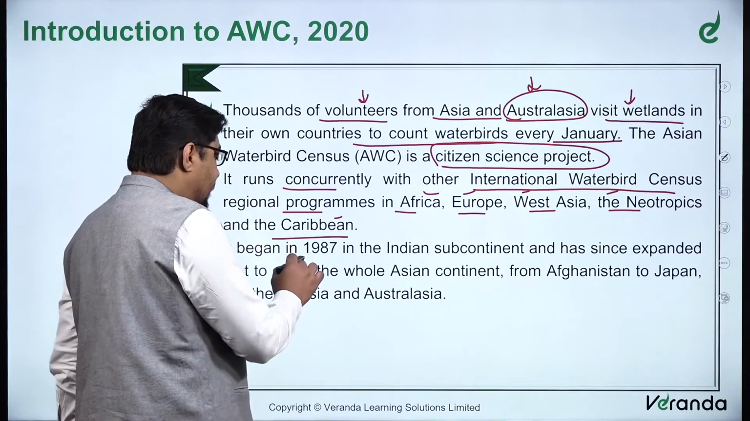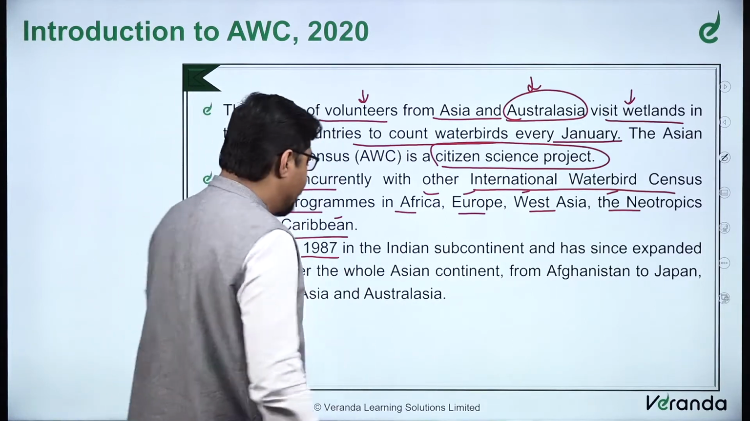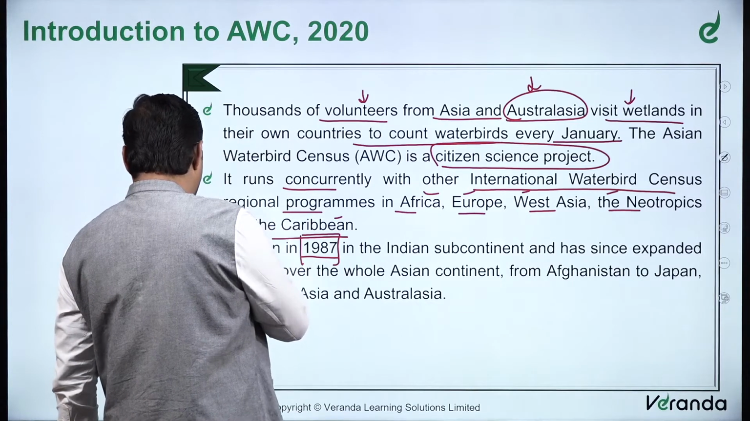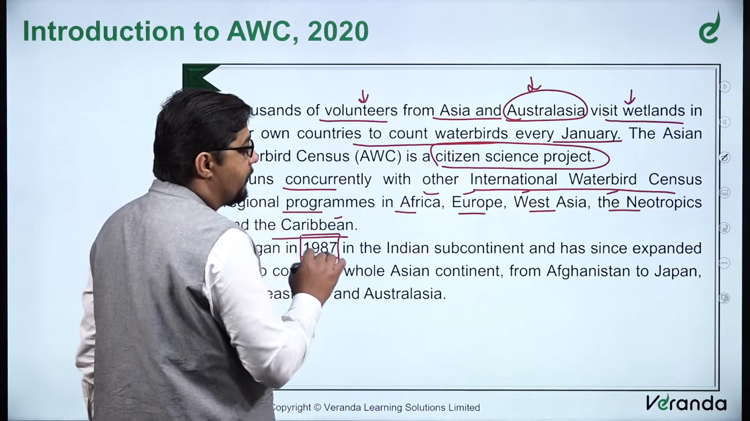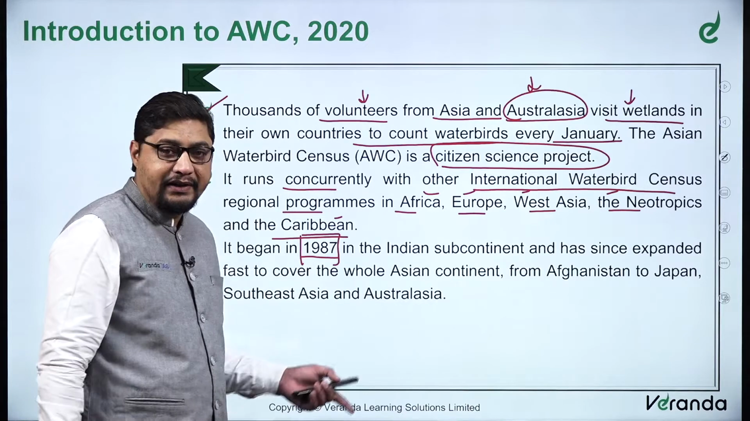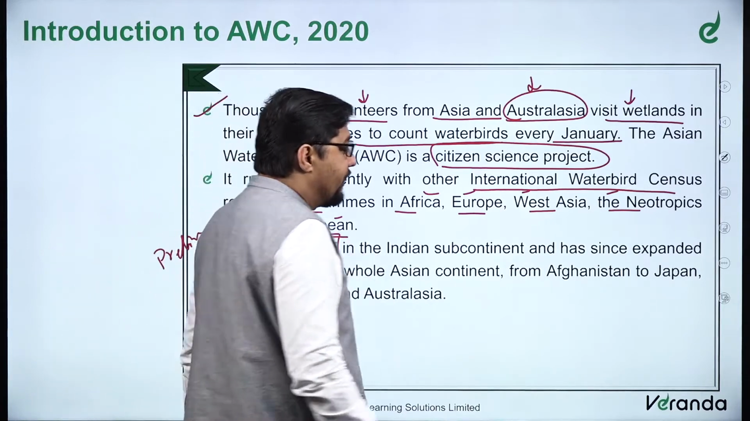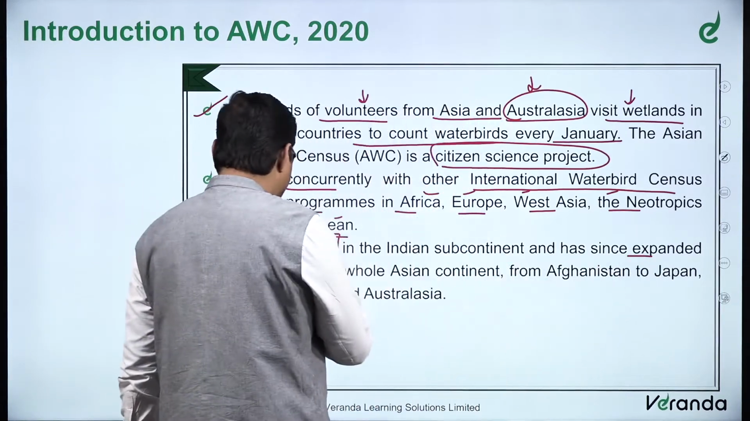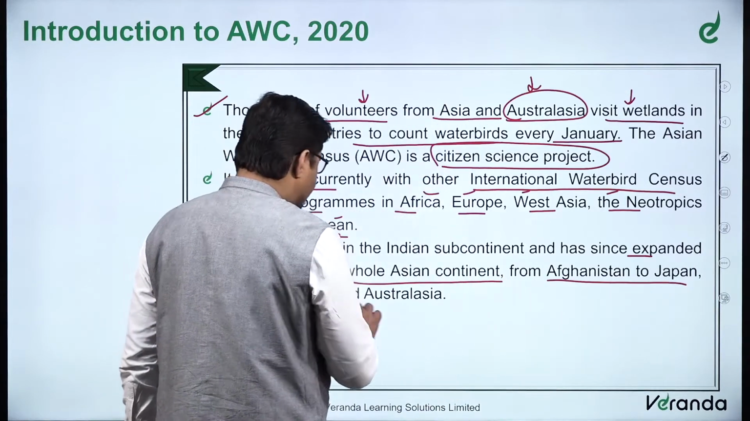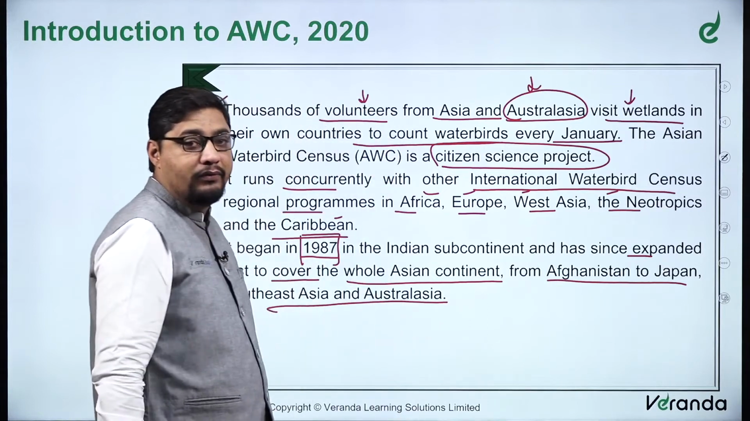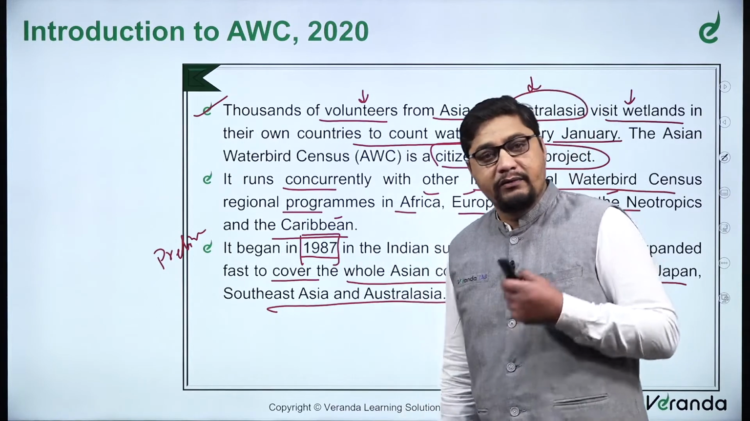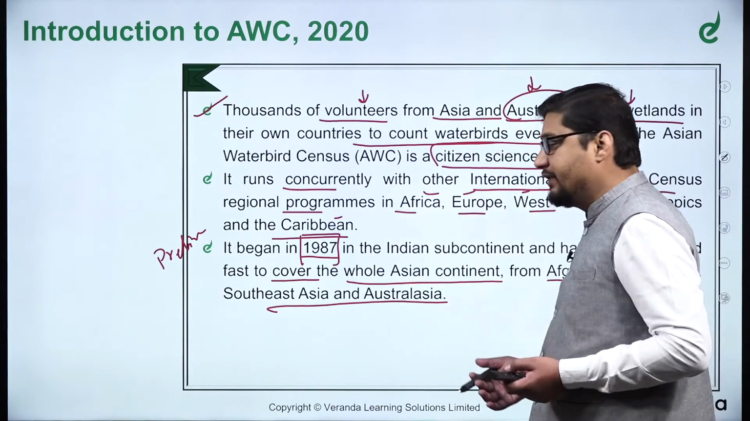Now it began in 1987 in the Indian subcontinent. So that is the year. You can remember that as a fact for the prelims. There are two very important facts for the prelims. The first one is this point, and the second one is that it was started in 1987 in the Indian subcontinent and has since expanded fast to cover the whole Asian continent, from Afghanistan to Japan, Southeast Asia and Australasia. So starting from 1987, it has achieved significant geographical reach. Now it covers the whole of Asia and the other regions also.